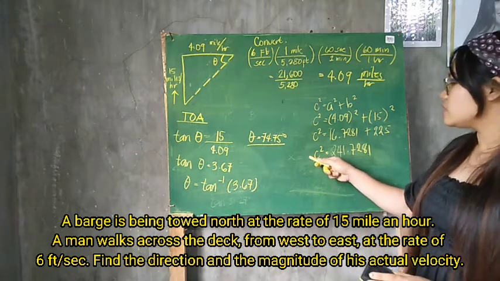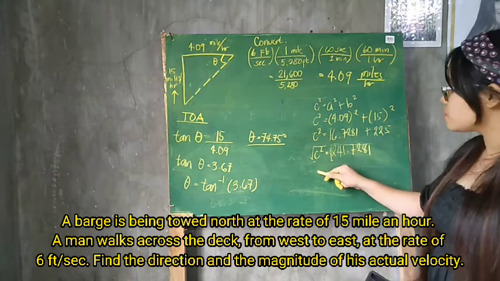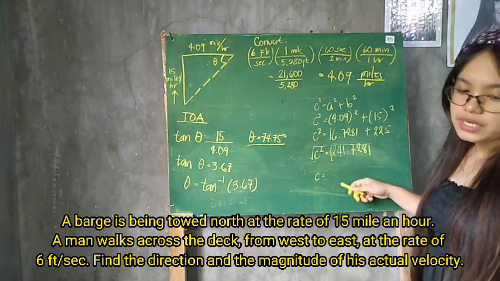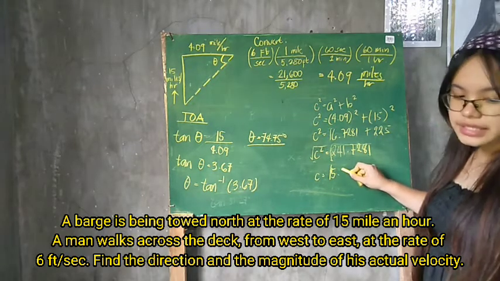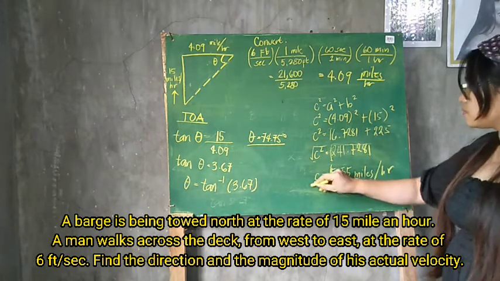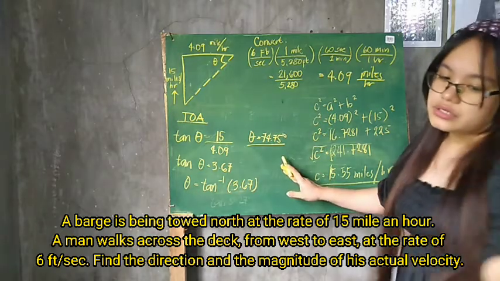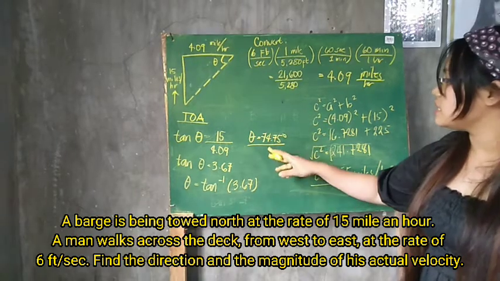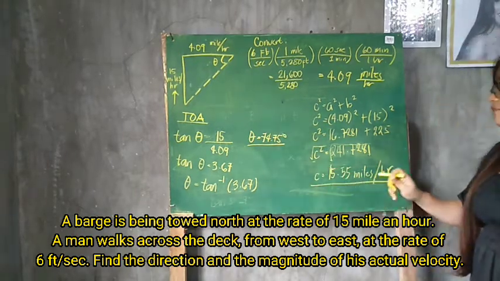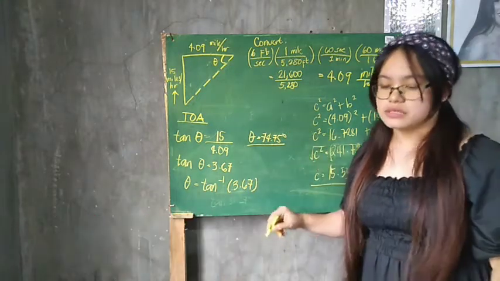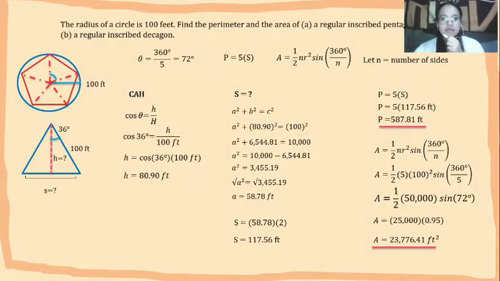Next, we get the square root of both sides. The square root of c squared is c, and the square root of 241.7281 is 15.55 miles per hour. So the magnitude and direction of his actual velocity is 15.55 miles per hour at 74.75 degrees. So we have the seventh problem, or the last problem here.